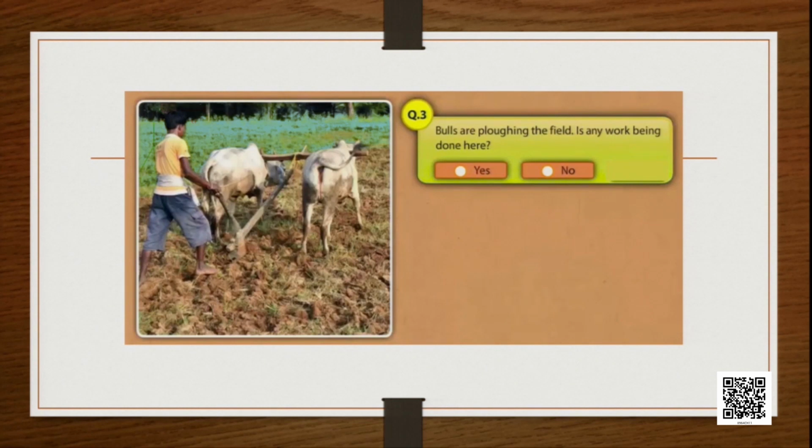Another situation in front of you. Bulls are plowing the field. Is any work being done here? The answer is yes. As you can see, they are plowing the field. There is some kind of displacement as well as force applied. So in this situation also some work has been done.